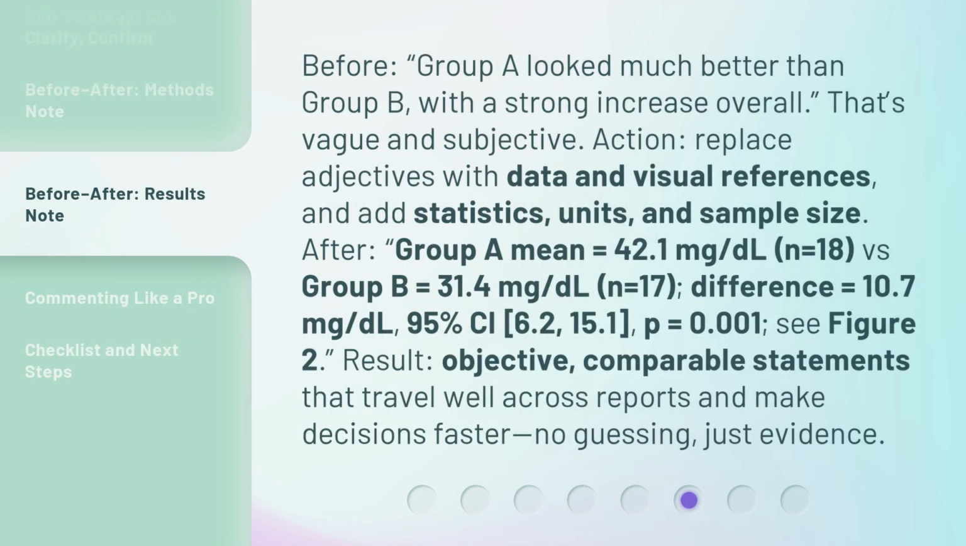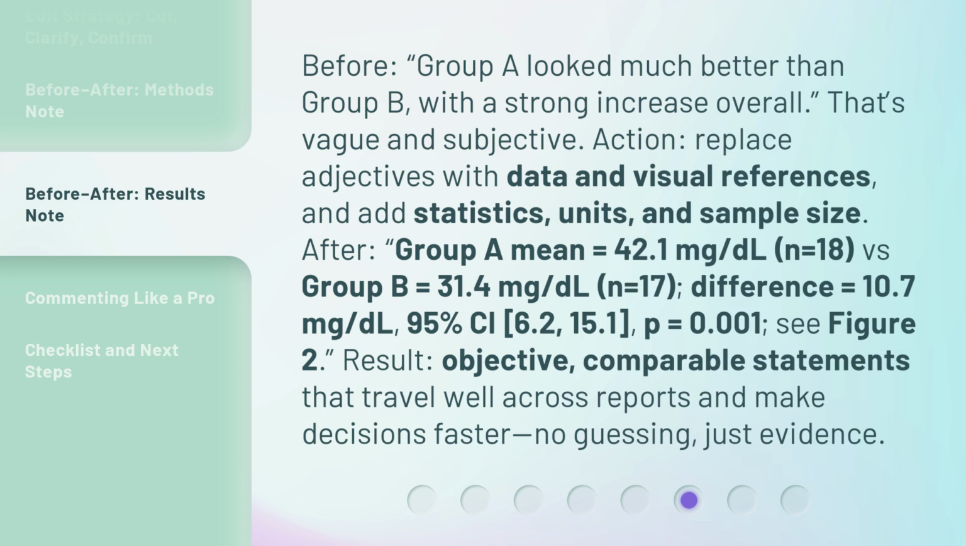Before, Group A looked much better than Group B, with a strong increase overall. That's vague and subjective. Action. Replace adjectives with data and visual references, and add statistics, units, and sample size.